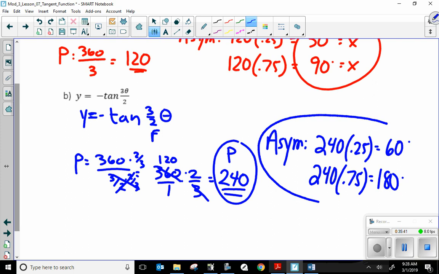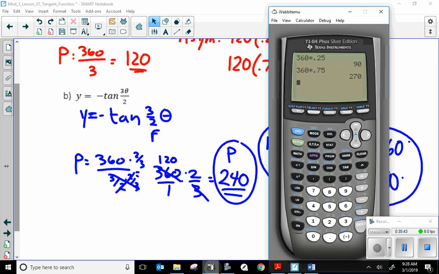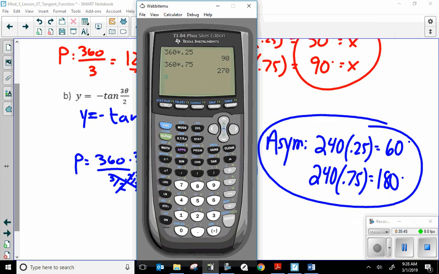And you know what? I'm going to check that. I think that's right, but, you know, I got a calculator. Nothing worse when a student comes to me and says, hey, you made a mistake. And it's happened before. 240 times 0.25. There's my 60. And 240 times 0.75. There's my 180. Good. I'm smart. I'm good to go.